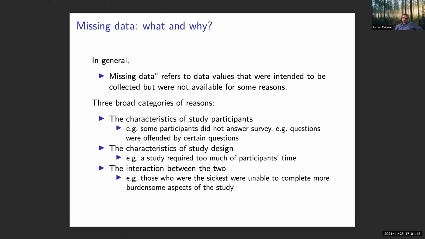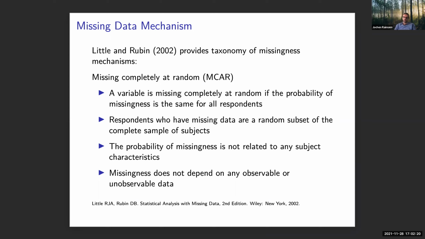That would also imply that the probability of missingness does not relate to subject characteristics, neither to design nor participant, and it does not depend on any observable or unobservable data. Meaning we will not see in the data a difference between the sample with missing data and the sample with complete data, and there will also not be any unobserved differences. As you can imagine, this is virtually impossible to 100% ascertain, and for that very reason, some form of systematic missingness is to be expected.